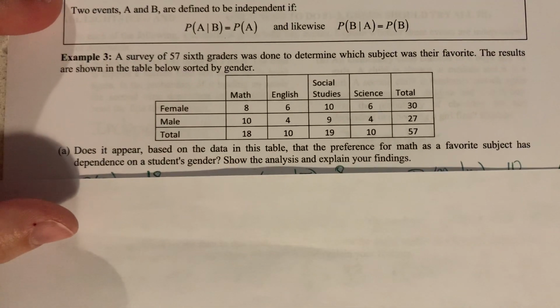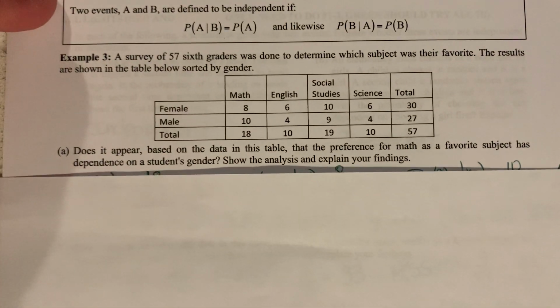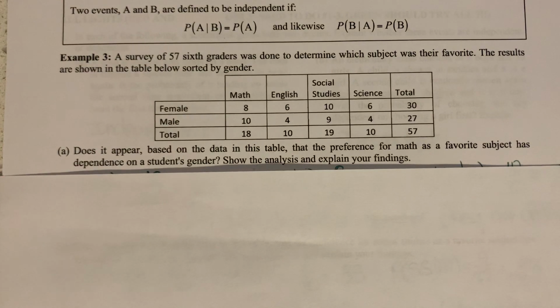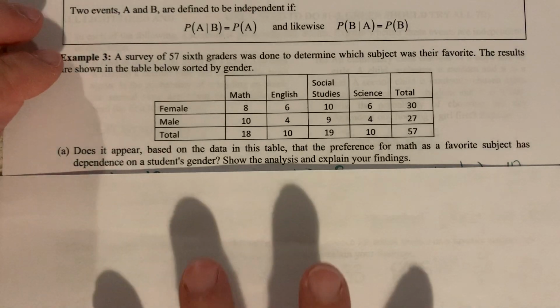All right, so here is example 3. A survey of 57 sixth graders was done to determine which subject was their favorite, and they're sorted by their gender. So they want us to find out that based on the data in this table, was the preference for math dependent upon whether they were male or female?